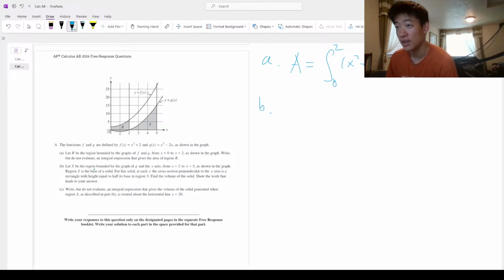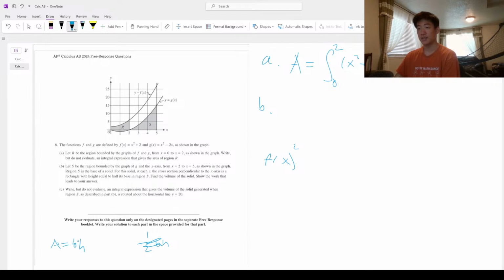B. Let S be the region of the solid. x equals 2 to x equals 5 is the base of a solid. For the solid, the cross section perpendicular to the x-axis is a rectangle with the height equal to half its base in region S. Okay, so it's always going to be f of x squared, and there's going to be some sort of scale factor. A rectangle: A equals base times height, and the height is 1/2 its base, so it equals 1/2 b squared, and b is f of x.